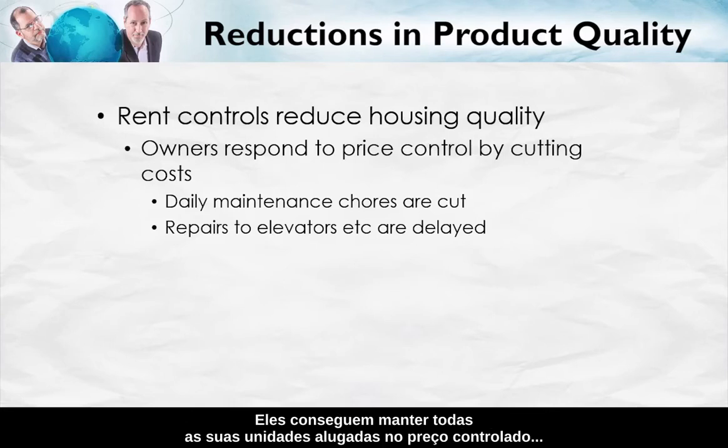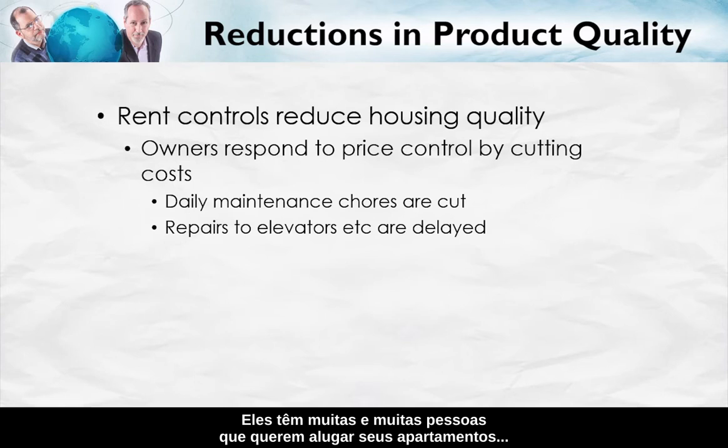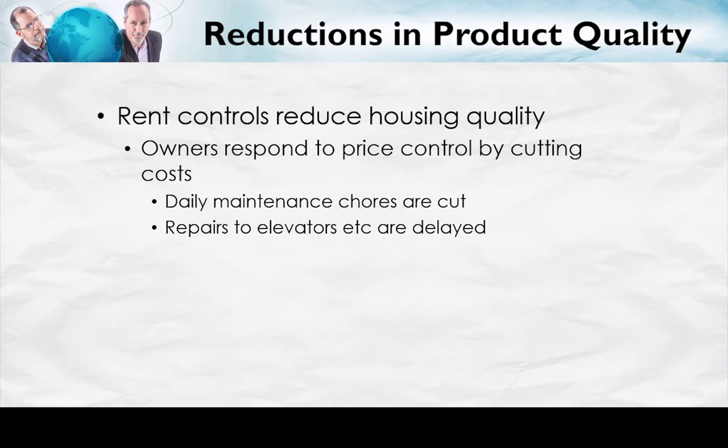They can keep all of their units rented at the rent-controlled price, even when they cut maintenance and repair costs and amenities, and they don't put in the new pool or a playground and so forth. They're no longer in a competitive market. They have lots and lots of people who want to rent their apartments at the below market price, so they don't need to spend so much on maintenance and repairs and other benefits. And since their profits are falling, they want to try and cut costs as much as possible.